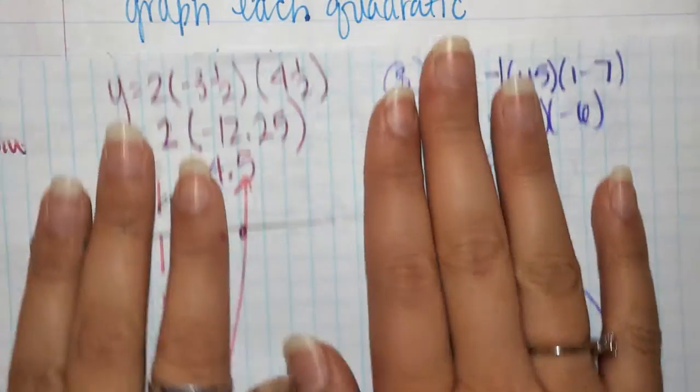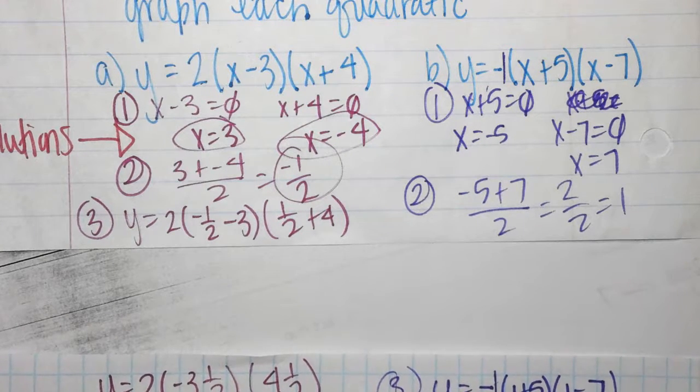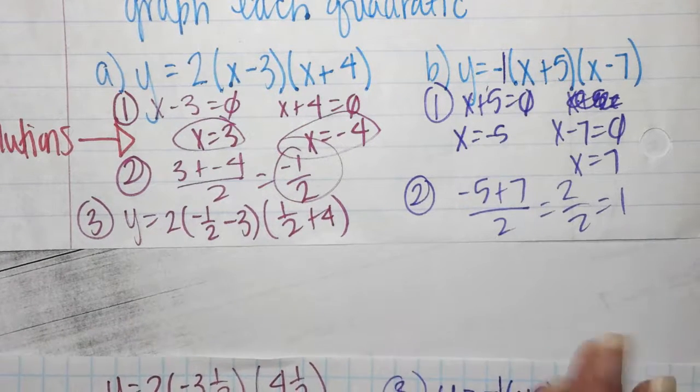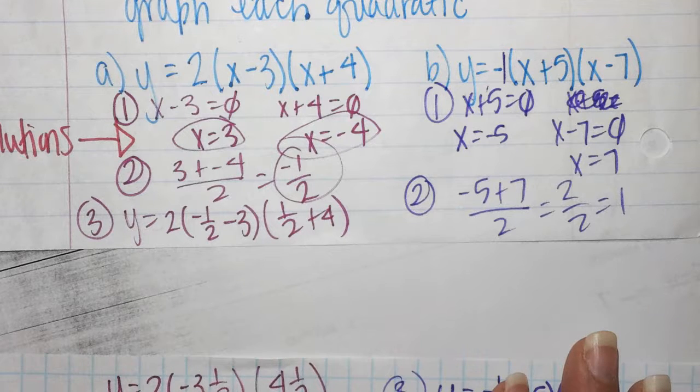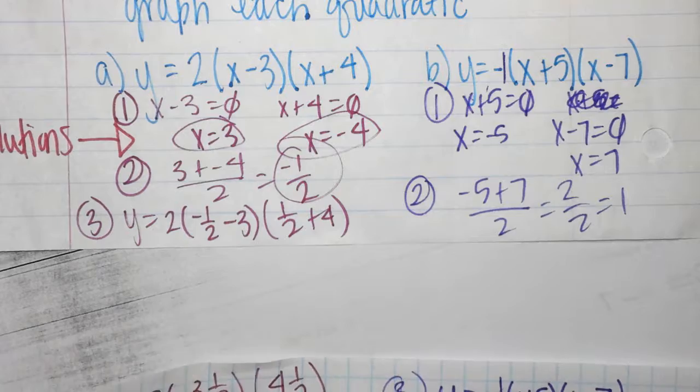Okay, does anybody have any question on intercept form before we go any further? Do we need to do one more together? On the graph? So we need to do one more? Alright, let's do one more. We'll call this C. Una más, and let's do it together.